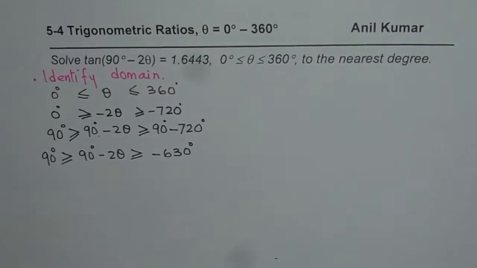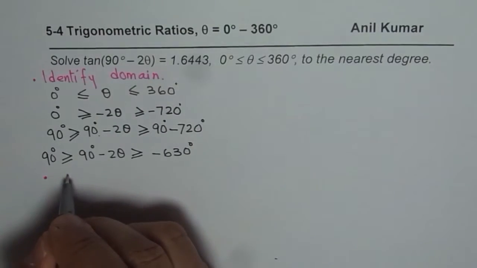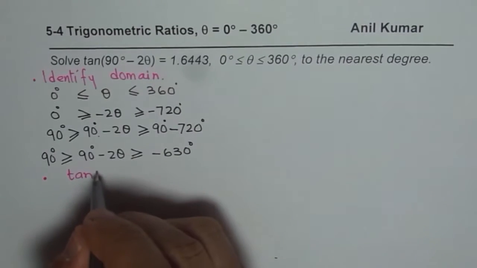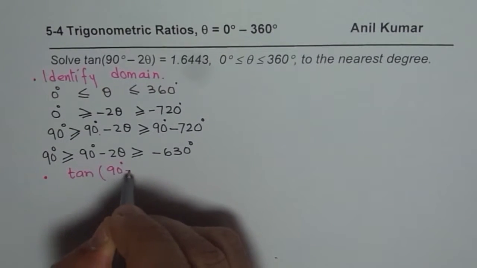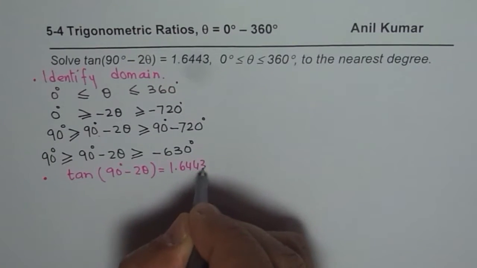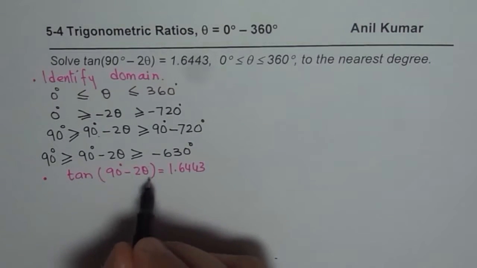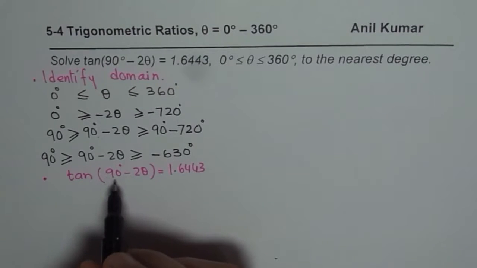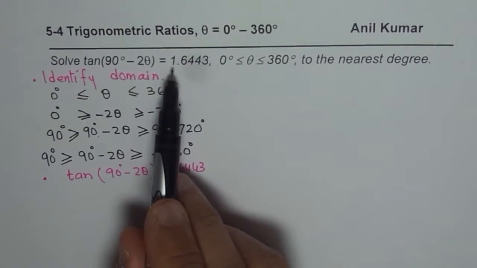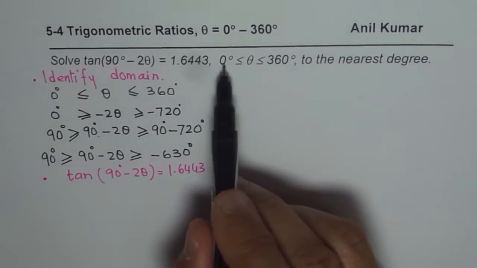Now we will find the value of the expression. So next we will say, tan of 90 degrees minus 2 theta equals 1.6443. Let us first find the basic angle. So there are many answers. You should remember that. Tan is positive in quadrants 1 and 3, so there is more than one answer. We have to find all possible answers within this domain.